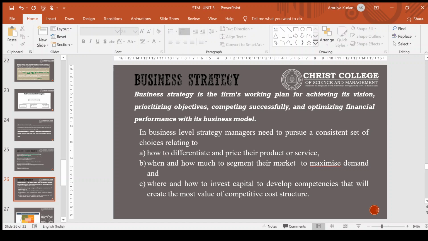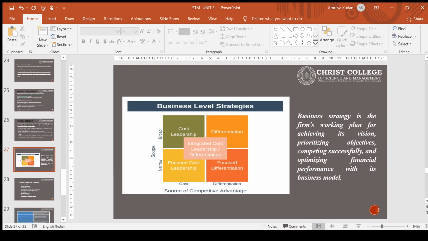So, in business level strategy, there are three main types of strategies. One is called cost leadership, the other one is called differentiation, and the last one is called focus strategies. According to Michael Porter, in order to have competitive advantage, there are four different methods by which you will be able to come up and which will be effective. First one is cost leadership, second one is differentiation, and another one is focused view, wherein it can be a focus to your cost leadership or focus to differentiation. So let's tell the definition once again. Business strategy is a firm's working plan for achieving its vision, objectives, competing successfully, and optimizing financial performance with its business model.